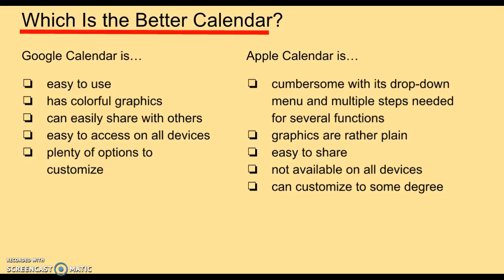The Apple Calendar, on the other hand, is a little more cumbersome with its drop-down menu and multiple steps needed for several functions. The graphics I found were rather plain. It is easy to share. It's not available on an Android device, and you can customize it to some degree. I choose the Google Calendar, and now I'm going to show you how to create your own.